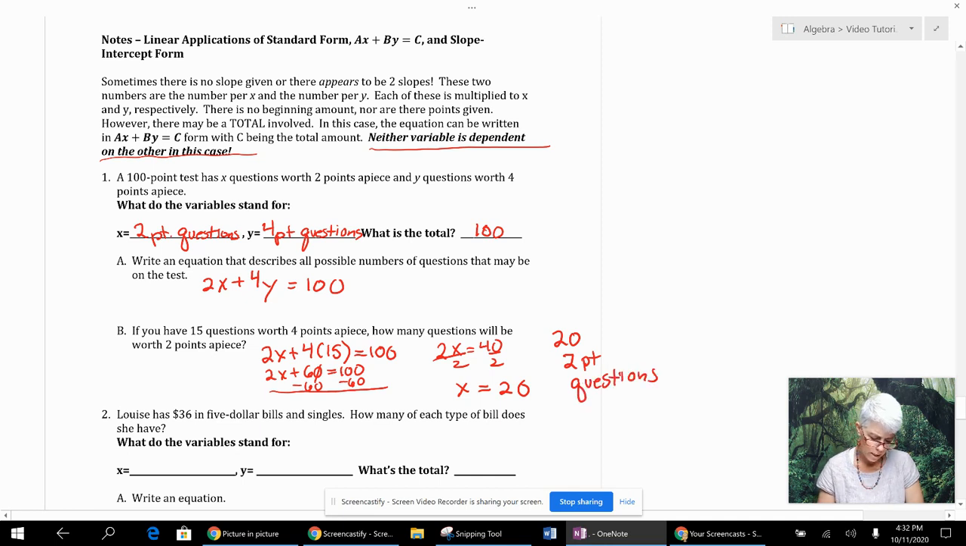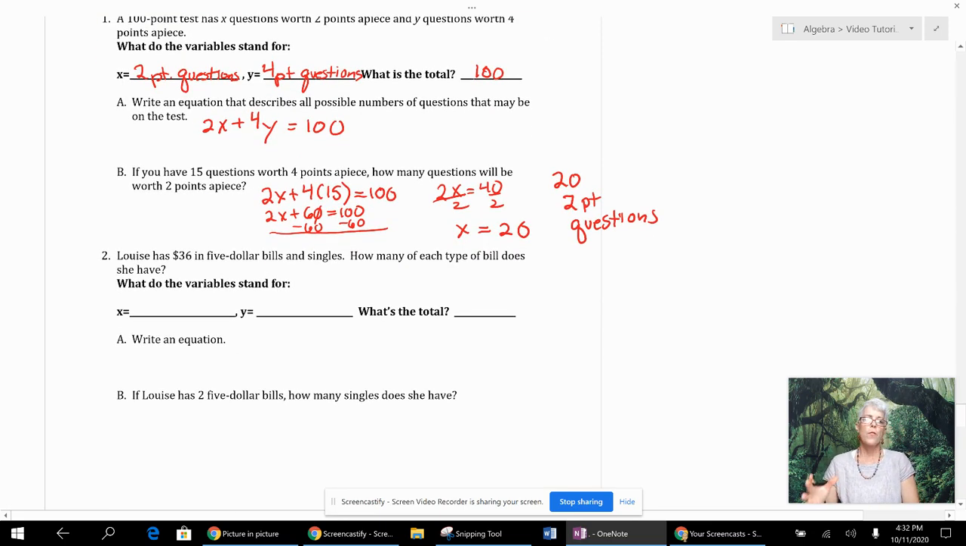All right, let's try another one. Luis has $36. That's our total. So I'm going to go ahead and write it in right here. In $5 bills and singles, how many of each type of bill does she have? They didn't assign anything, so we're going to go ahead and assign. We'll say x is the number of $5 bills, and y is the number of $1 bills.